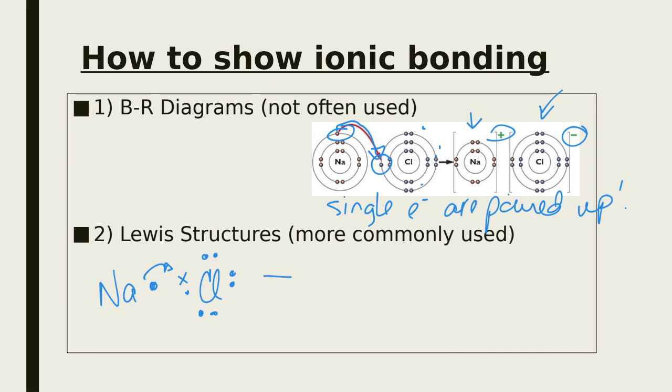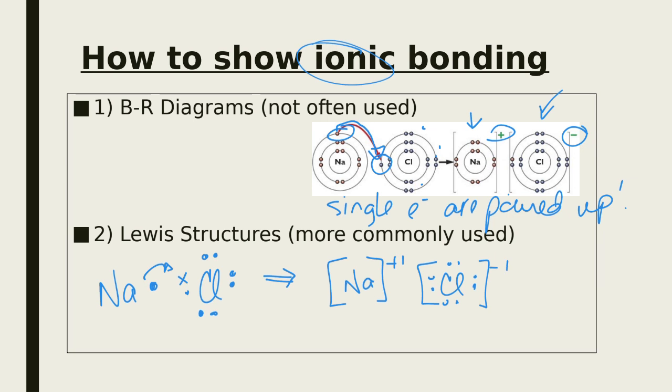We don't leave it like this, we clean it up, and we show the ions. It's ionic bonding, right? We need to show that there's ions being formed. So sodium now has no valence electrons in his outer energy level, so we don't draw any. He has a charge of +1. Chlorine has all of his electrons in the outer energy level. We show them. And he has a charge of -1.